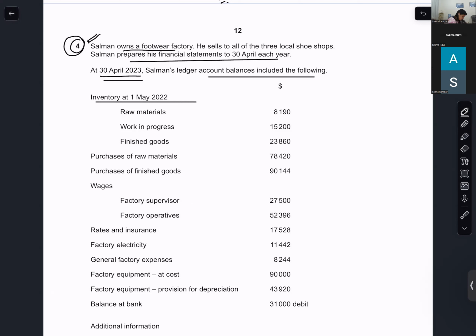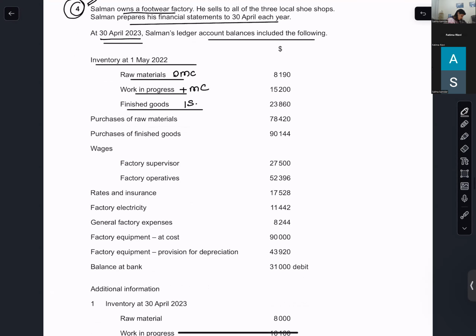Inventory at 1st May is opening. Raw materials are direct materials consumed. Work in progress, you add to manufacturing cost. Finished goods is income statement. Purchases of raw materials is direct material consumed. Purchases of finished goods, you add to the income statement.